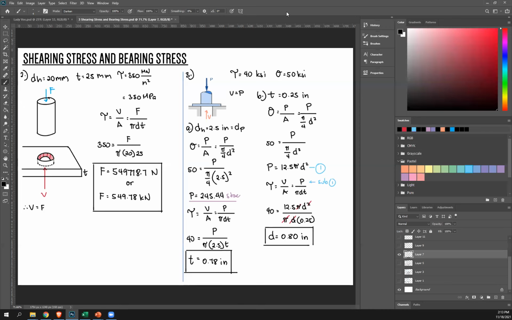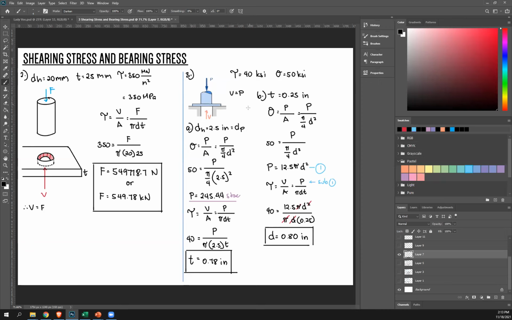Ma'am, bakit magkaiba yung formula ng area for two equations? Because the area affected is different. For compressive stress, again, this is your actual stress. The area is the area perpendicular to your applied force. This is your applied force, so perpendicular area is this, which is the area of a circle, so pi over 4 d squared. For shear stress, we have shear area, which is the area parallel to your force. This is your force, so area parallel to that is this.